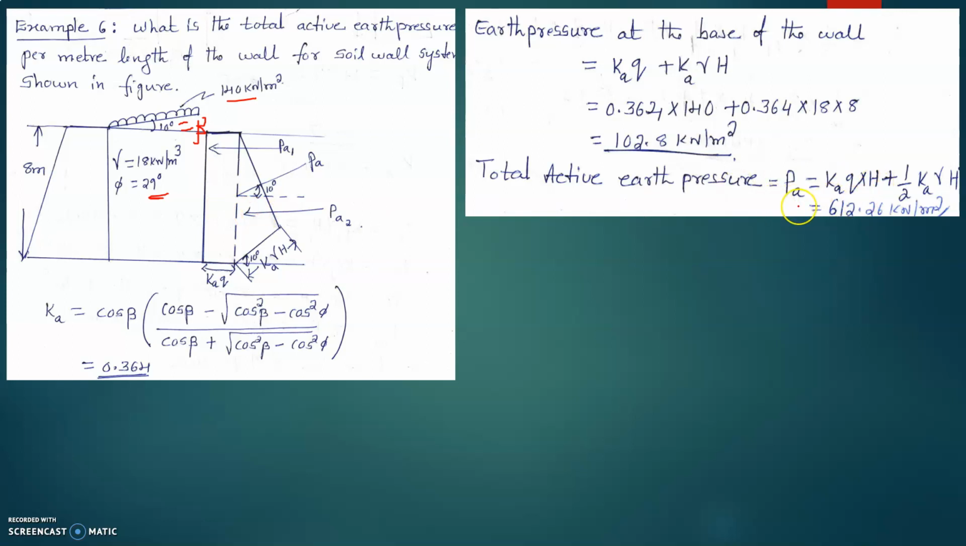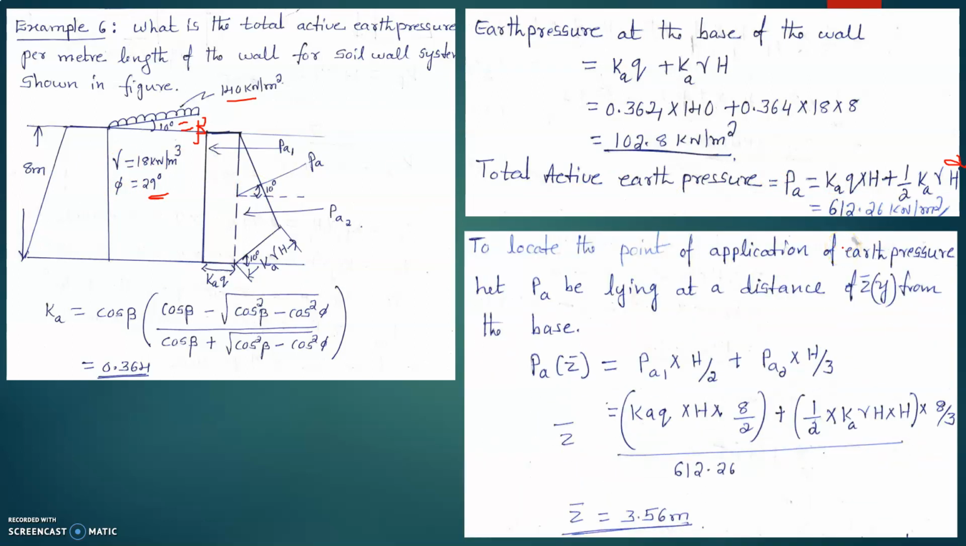What is the active earth pressure? That is equal to KAQ into H. Ka is 0.364 into Q is 140 into H is 8, plus this triangle, half into base into height, half into K gamma H into H. Here there is one more H, so this is H square. So we get half into K is 0.364 into gamma is 18 into H square, that is 8 square. So we will get 612.26 kilonewton per meter square.